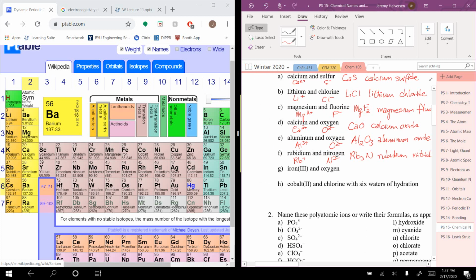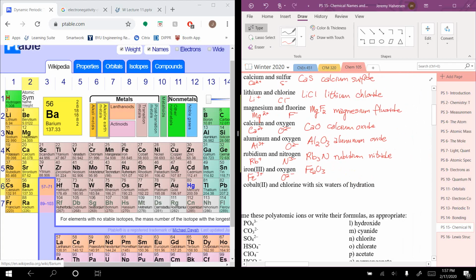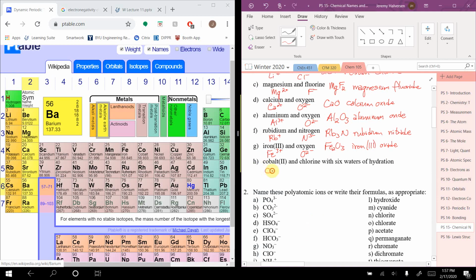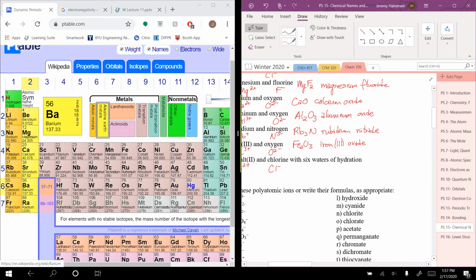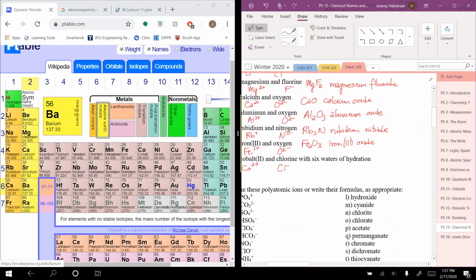Alright, iron 3 and oxygen. That 3 tells you it's a 3 plus, and oxygen 2 minus. That's going to give me Fe2O3, which we call iron(III) oxide. And then we've got cobalt 2+, chlorine minus, and then 6 waters of hydration. We didn't talk about that, but I'll be able to show you in this problem.